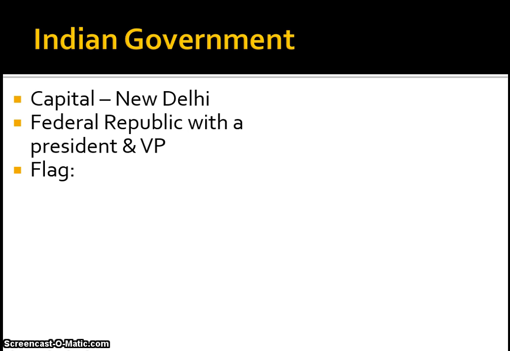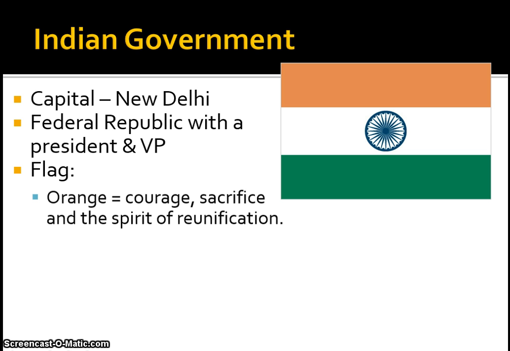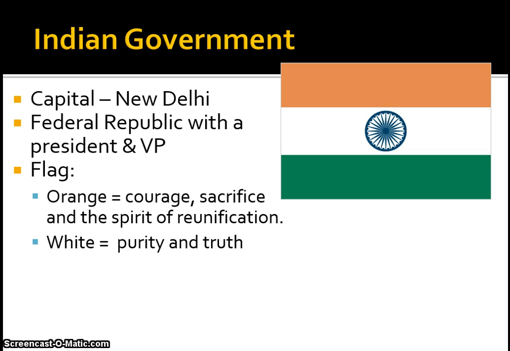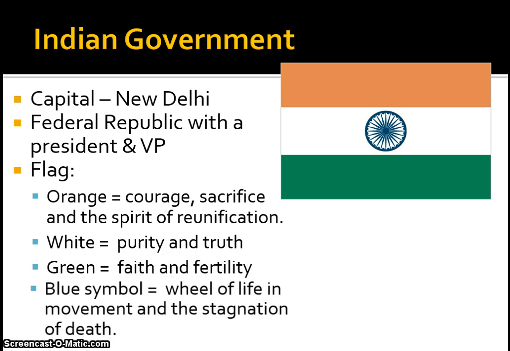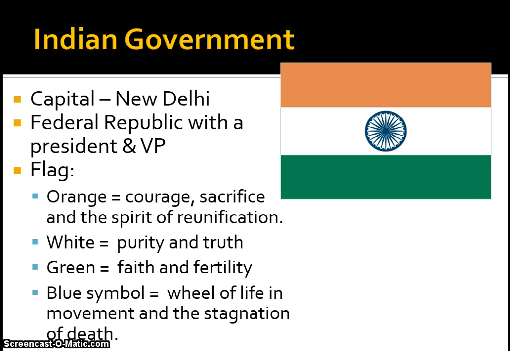The capital is New Delhi. The structure is a Federal Republic with a president and a vice president, similar to our own. And if you see the flag here, we've got three colors and a symbol. The orange, the kind of muted orange, means courage and sacrifice and so forth. The white is purity and truth, and that's pretty common with flags and symbolism. The green symbolizes faith and fertility. And the blue symbol is the wheel of life, in movement and also in stagnation of death.